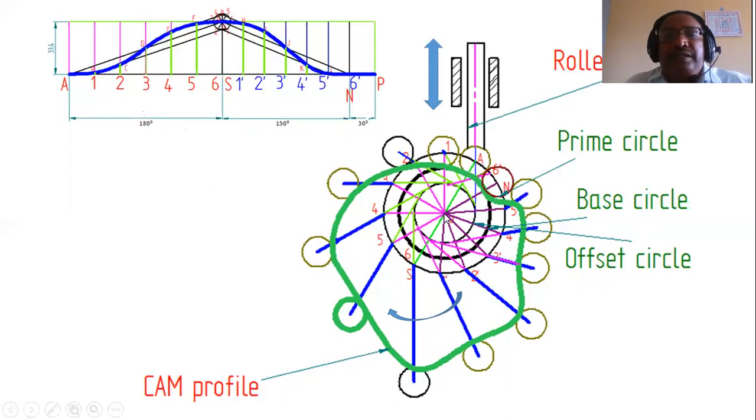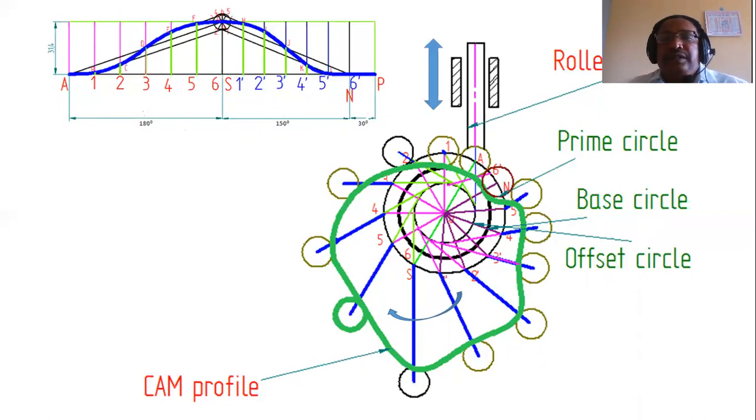Then with the same center, take the prime circle radius. You calculate the prime circle radius like this. The minimum radius of the cam is 15 plus half of the roller diameter, which is 5 mm. Total it is 20. Take a 20 mm radius with this center and draw a circle. Then after this, draw a line tangent to the offset circle, which intersects somewhere. Mark that point, it is E.